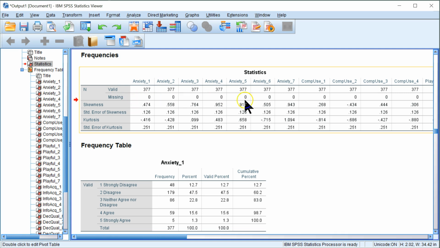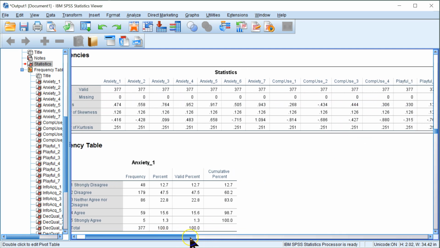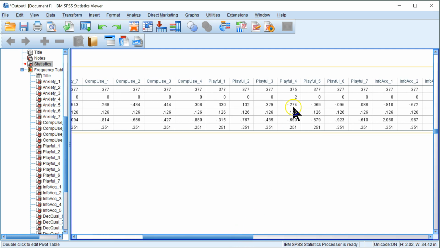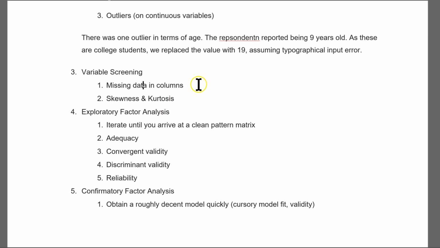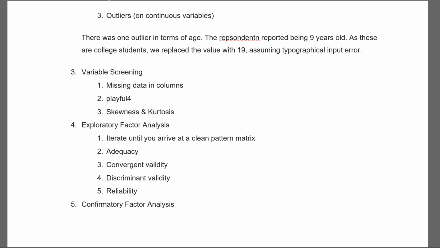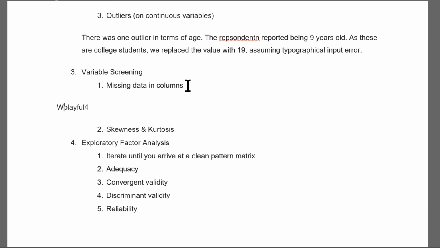And here is this table that shows me missing values. Notice here's the missing row, and there is nothing missing yet. Let's keep looking. Oh, there are two missing from playful 4. I should make a note of that. Let's go over to our Word document. Actually, let me just start writing it. We observed some missing values in the following variables. Playful 4, 2 missing.